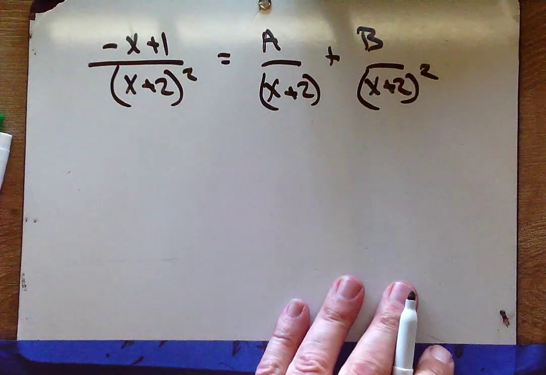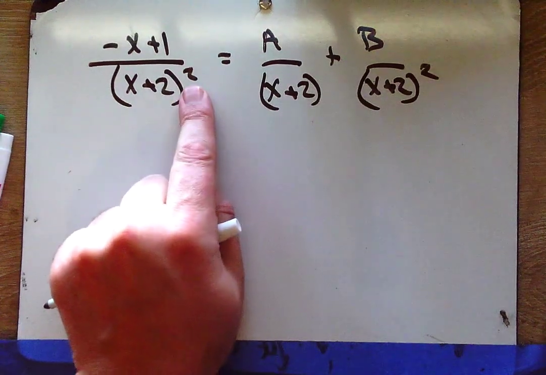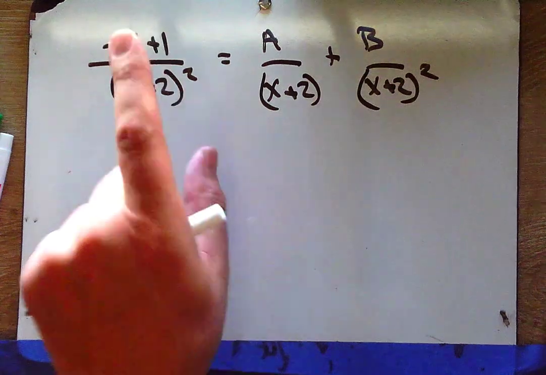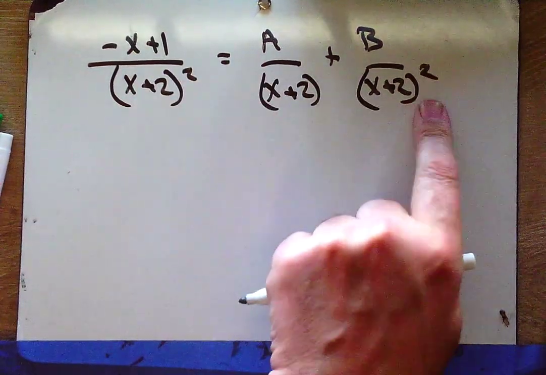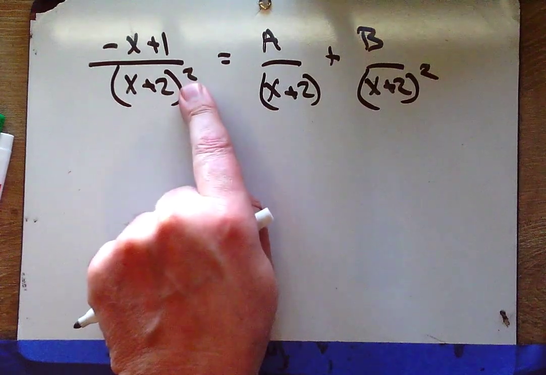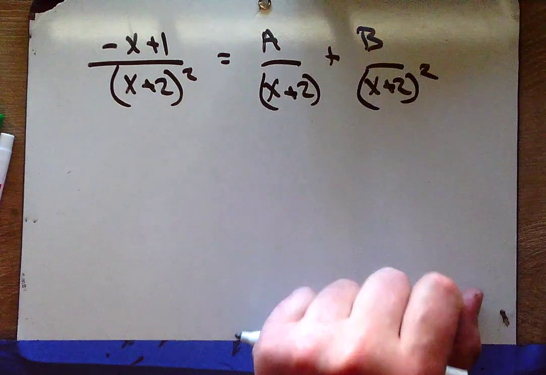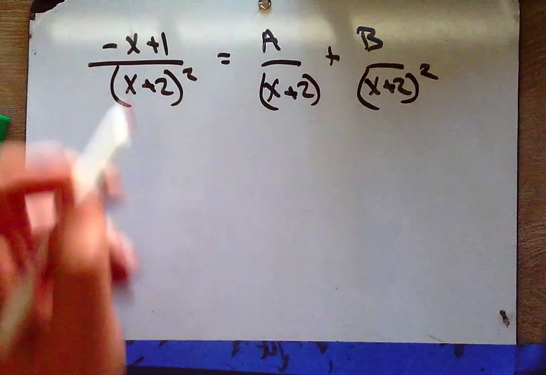That's the setup I have. Okay? I have to represent each possible power. Sorry about that, Ray. Each possible power combination. So I have first degree, I have second degree. If this was to the third, I'd need a plus c over x plus 2 to the third as well. All right. Okay, pause the video again, go back and solve.